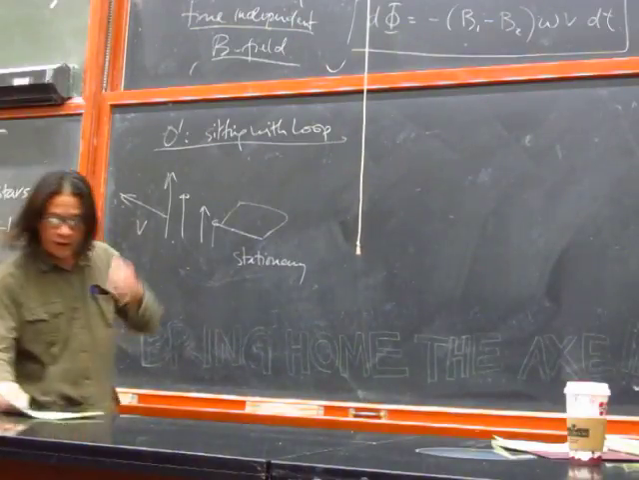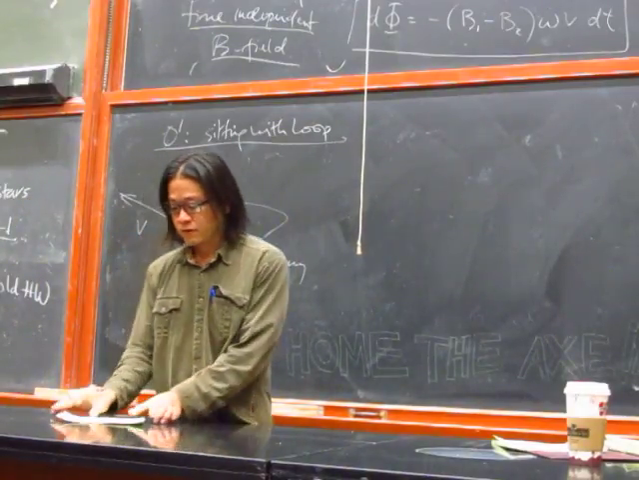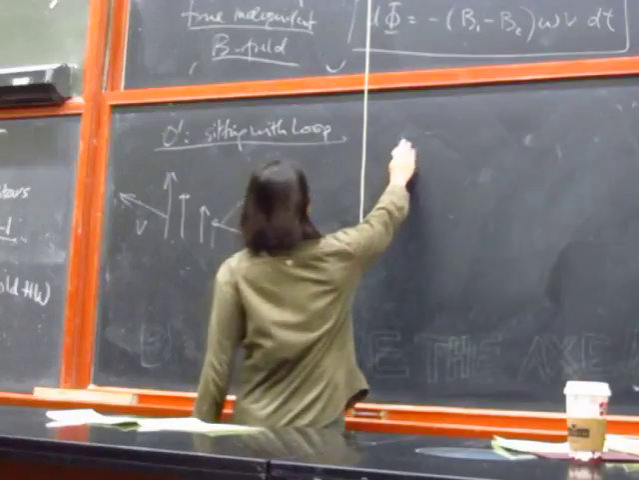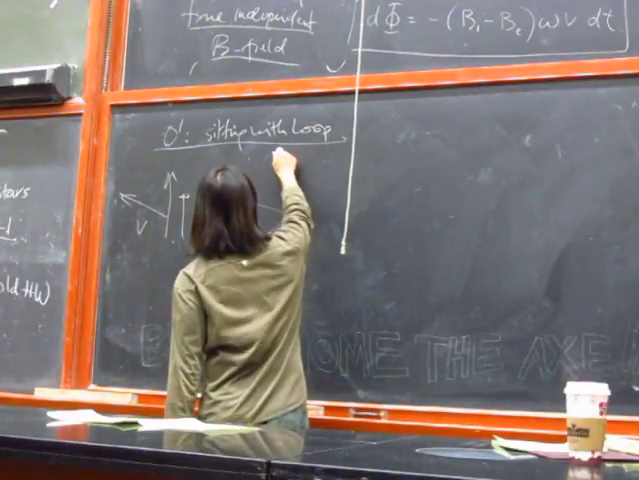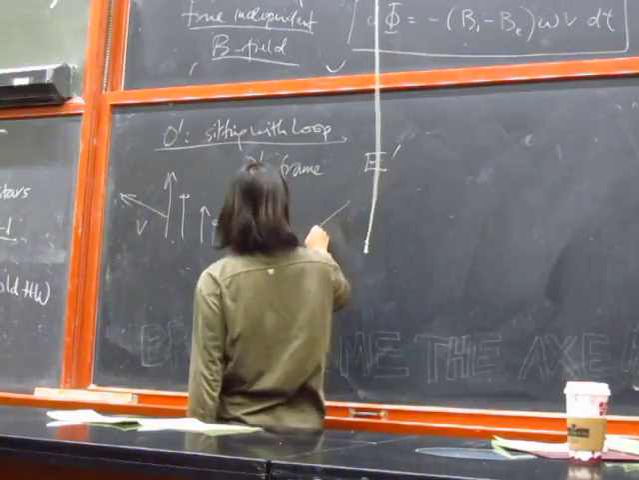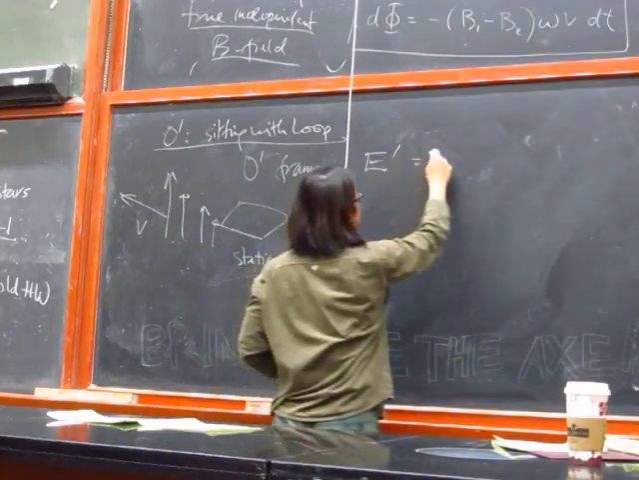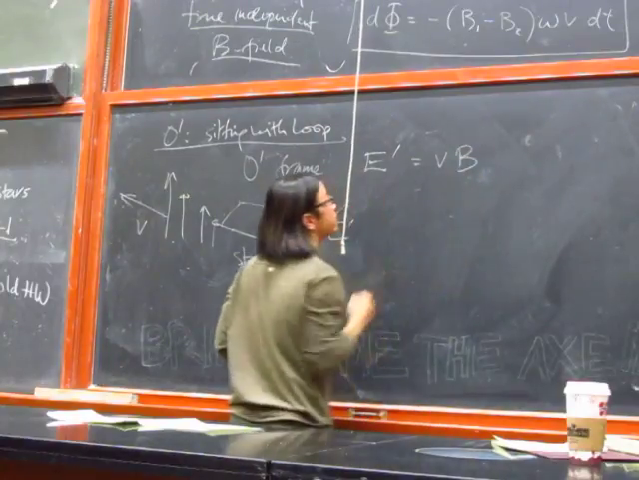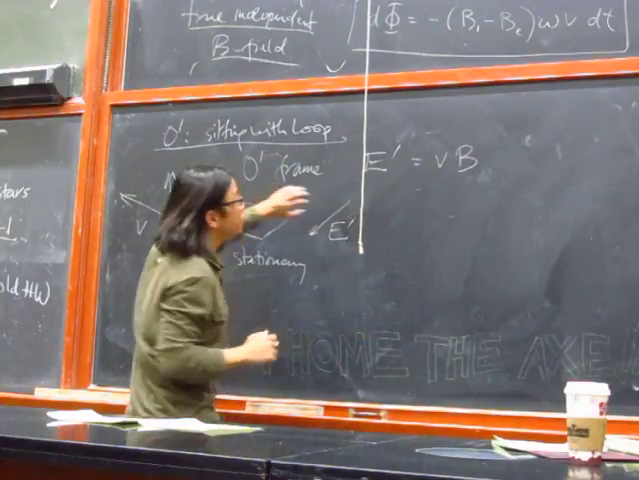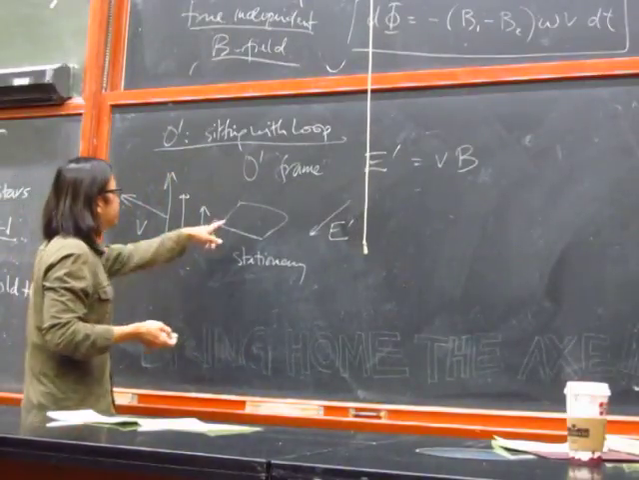So from the transformation of fields, you know that you develop an E field in this direction. This is all in the prime frame. There's an E field in this direction, and it's given by, you just go to the formula, but I'm just calculating the magnitude, v times B, where v is the velocity of the loop and B is the B field in the lab frame.